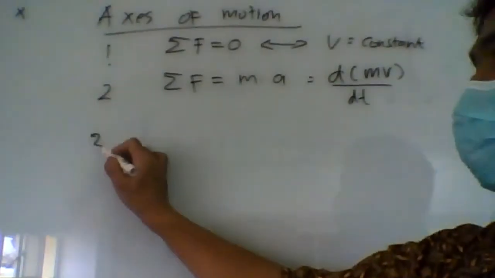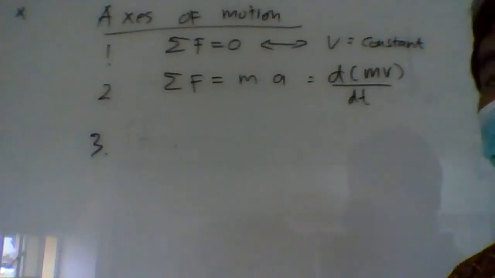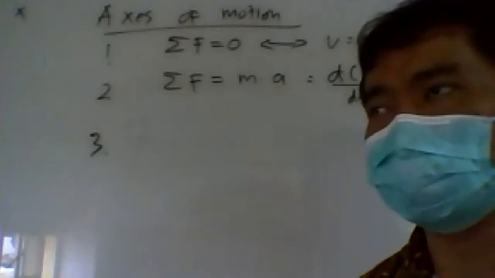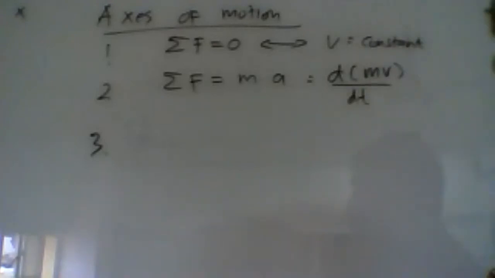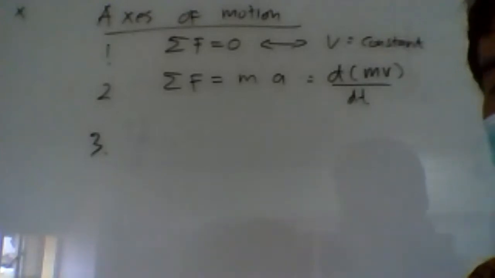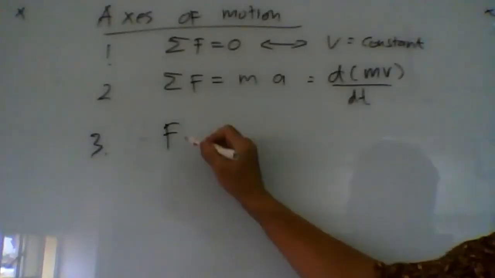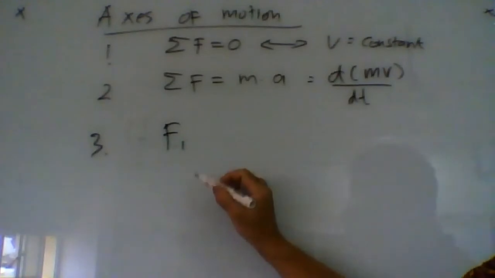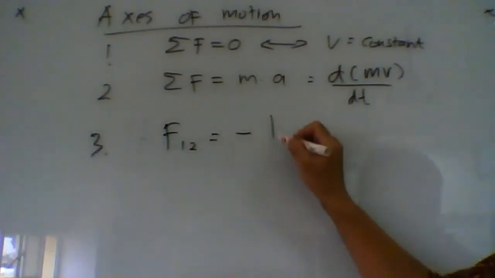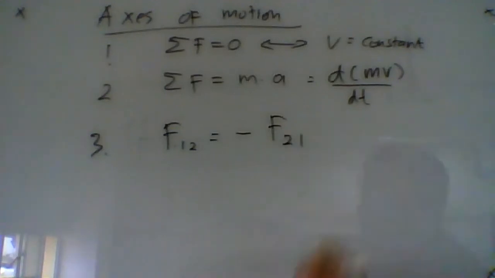What is Newton's third law? If an object is giving a force to a second object, then the second object is going to have a reaction, we call it, on the first object. The force given by object number 1 to object number 2 will be the opposite of the force given by object number 2 to object number 1.